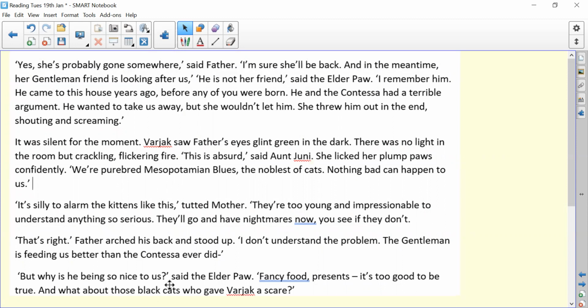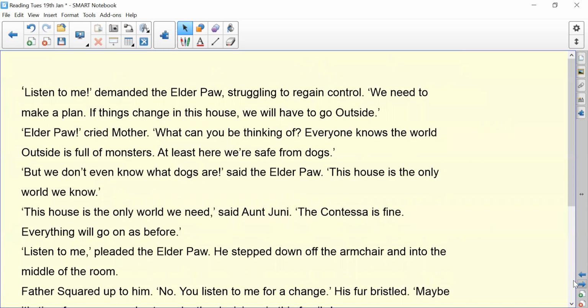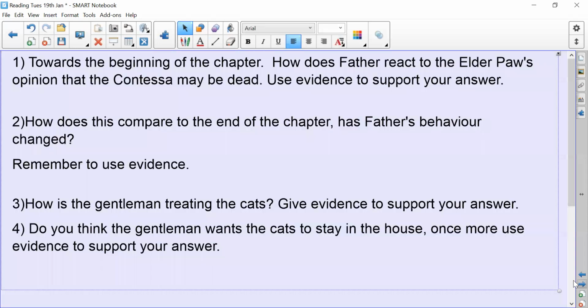So why is he being so nice to us, said the elder poor? Fancy food, presents. So you might talk about the fact that you think he's giving them all this food to win them over because he wants them to be his pets. That's the sort of thing we can infer from clues. So we have a little bit of evidence, but it's a lot more clues and thinking, this inference question.